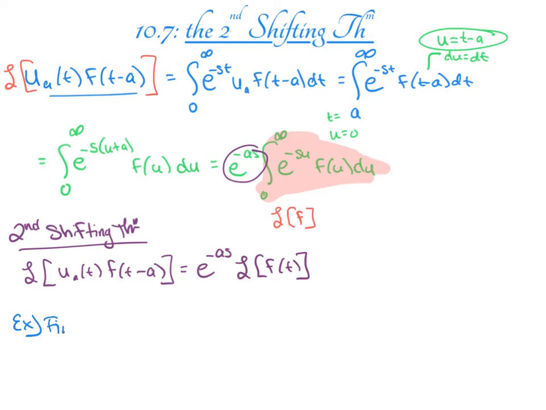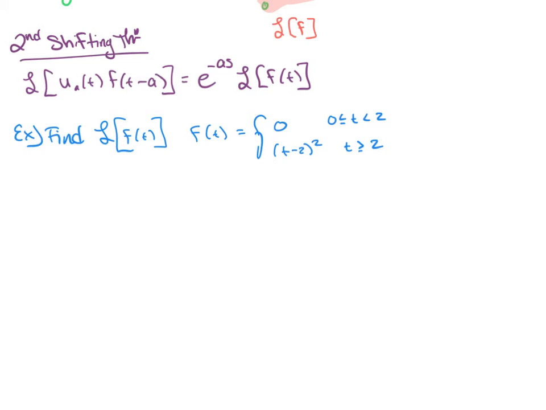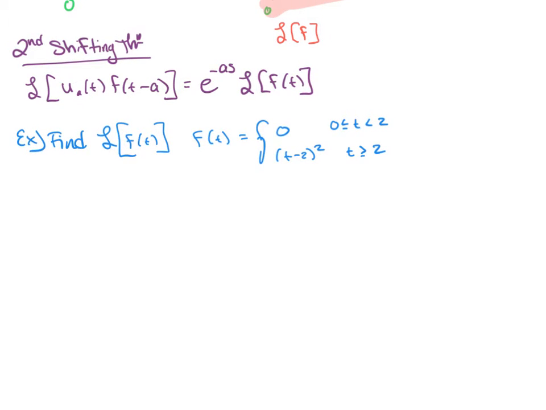Say we have to find the Laplace of f of t, where f of t is given by the piecewise defined function: 0 from t goes 0 to 2, and t minus 2 squared for t greater than or equal to 2. I'm going to scroll up here so we can keep the theorem and the example on the same page. Okay, so we're going to find the Laplace of this.